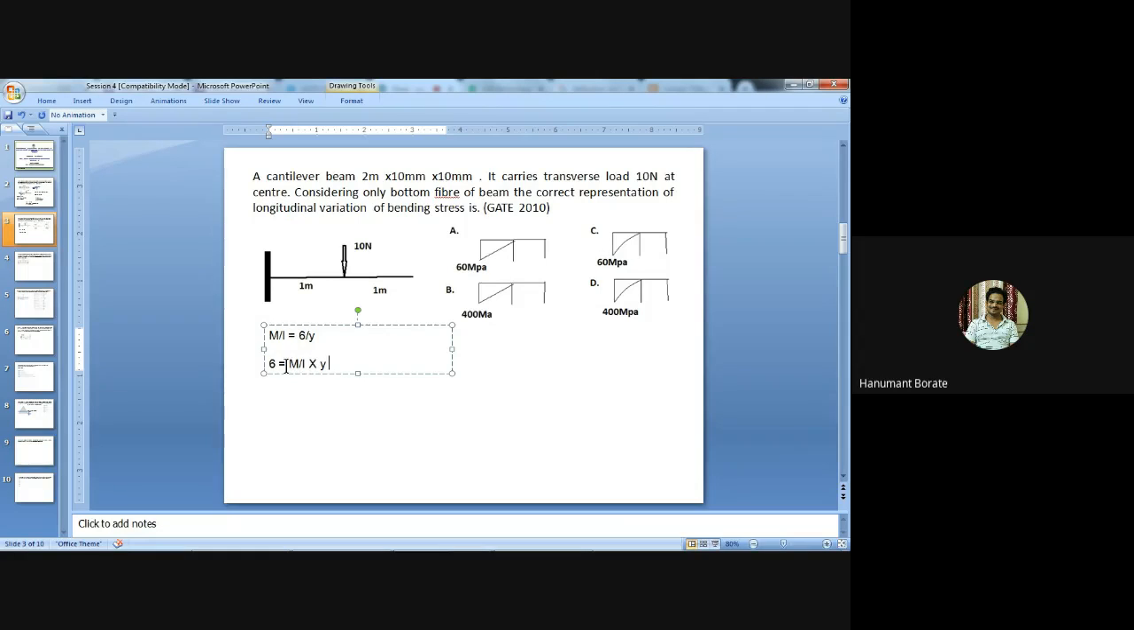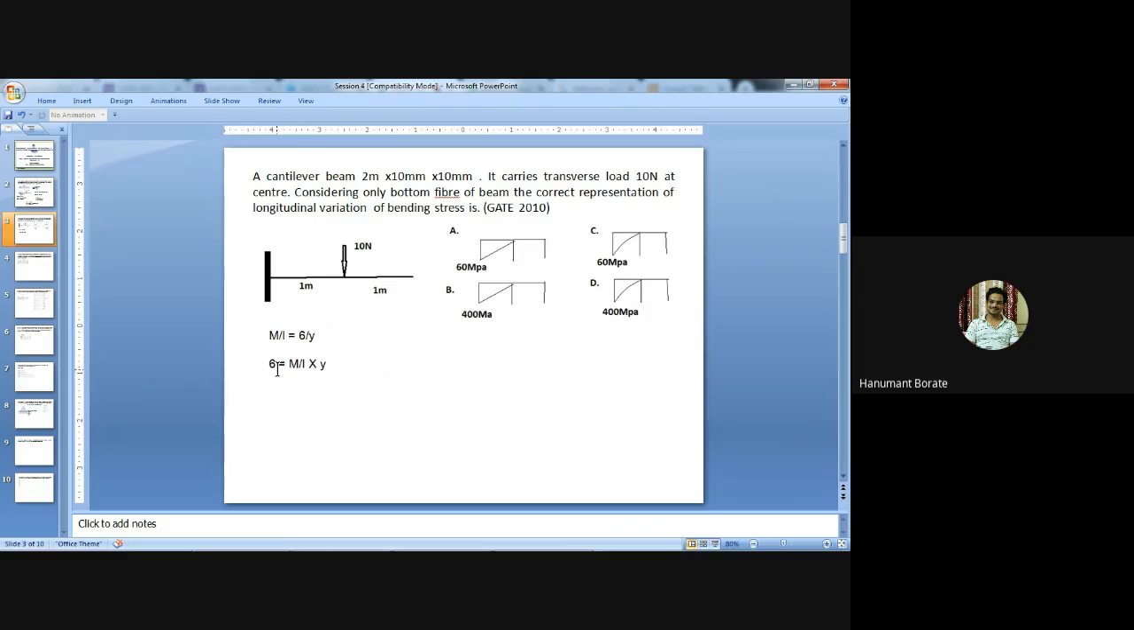So here sigma is directly proportional to Y, meaning the power of Y is 1 only, so it shows a straight line equation. So directly we can neglect these two options, C and D, because they show a second degree curve, right? Now we need to calculate the bending stress at the bottom fiber, meaning at the extreme fiber.